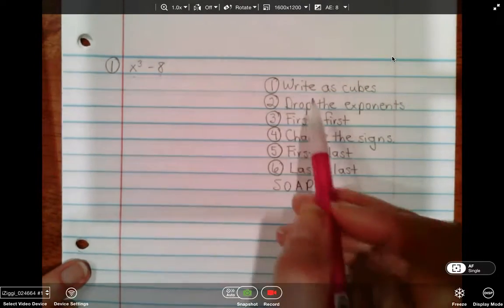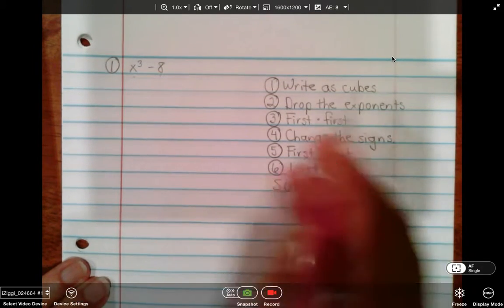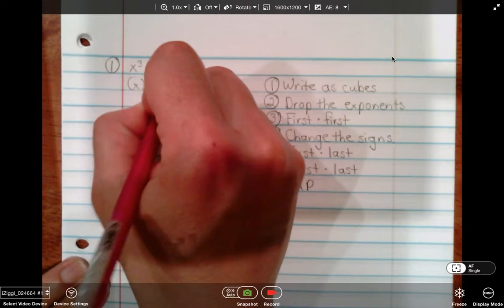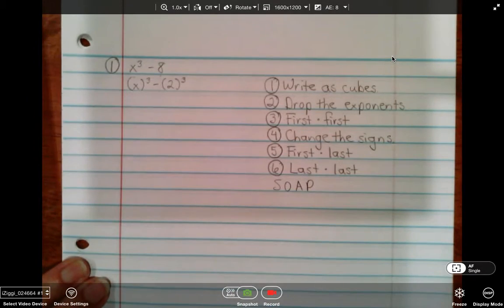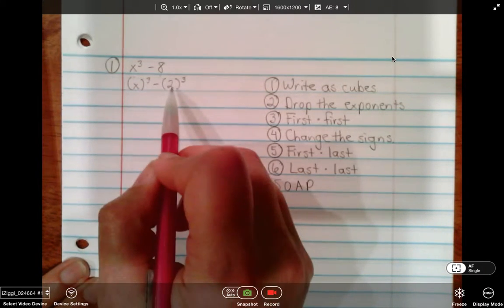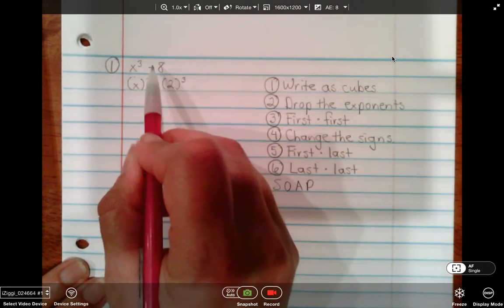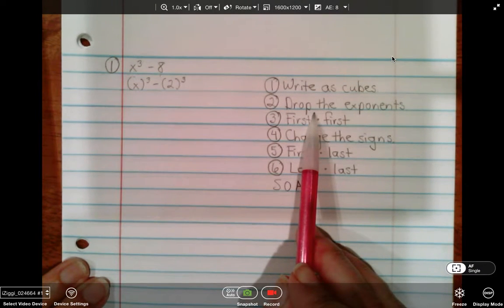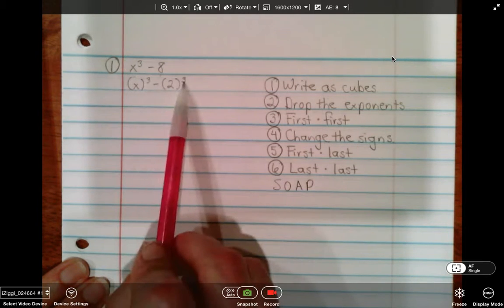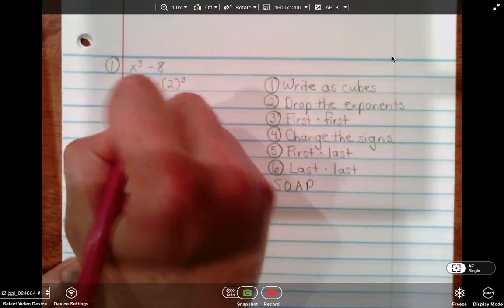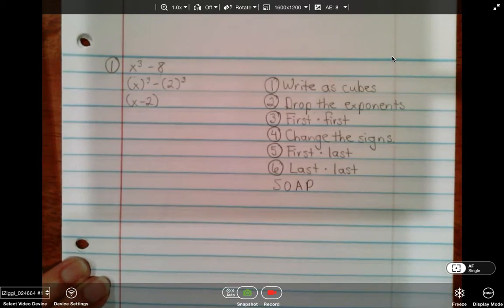Okay, so step 1 is to write as cubes. So I'm going to write this as x cubed minus 2 cubed. X cubed is obviously x cubed, minus 2 cubed, and 2 cubed is 8. Okay, step 2 is to drop the exponents. We have two exponents, they're both 3. So when you drop the exponents, this is going to become x minus 2.